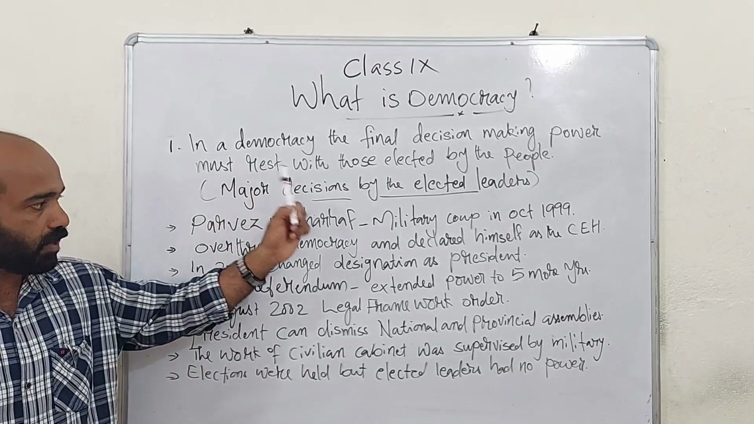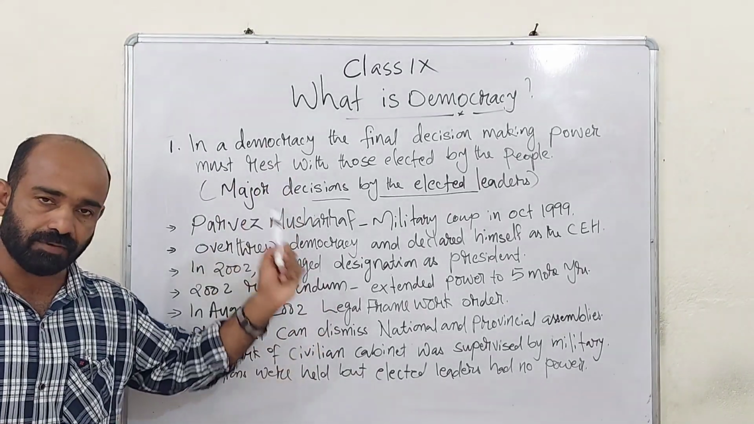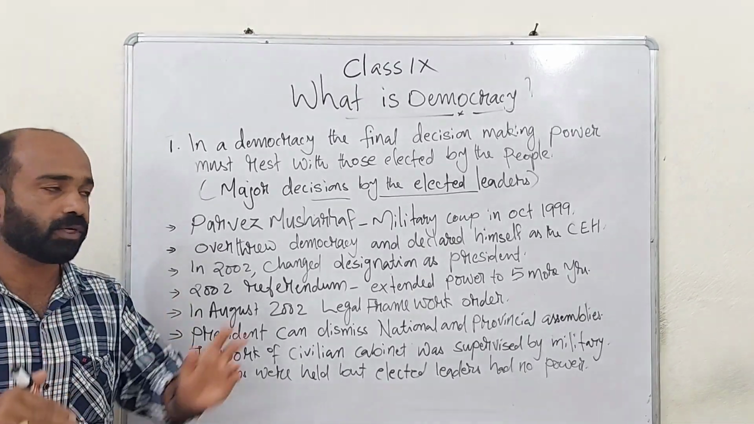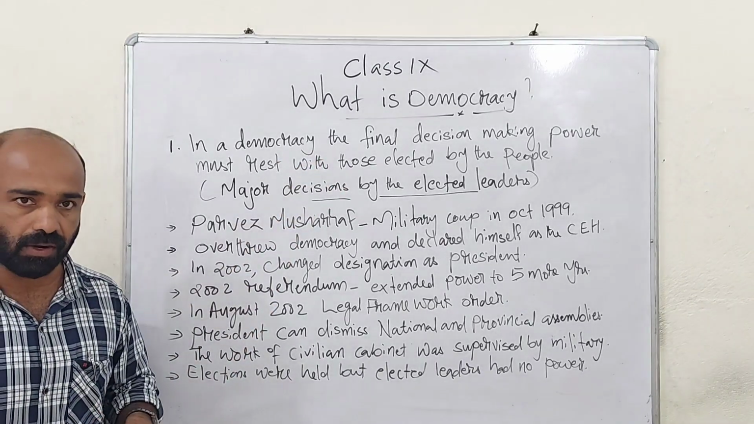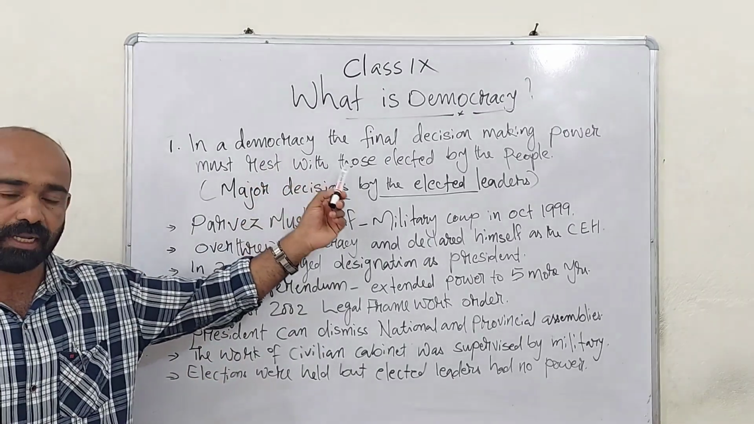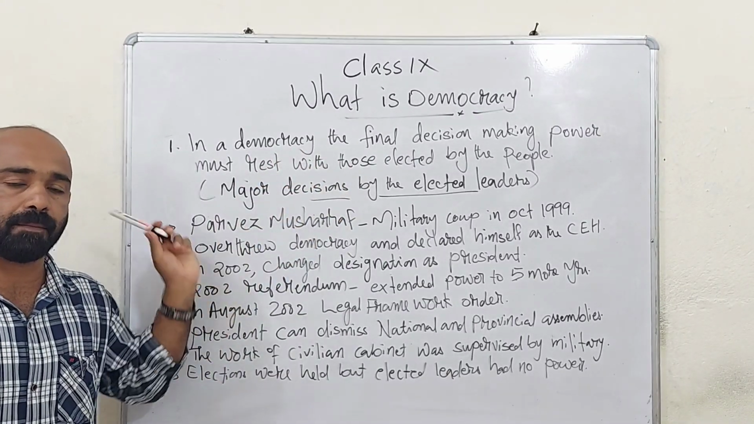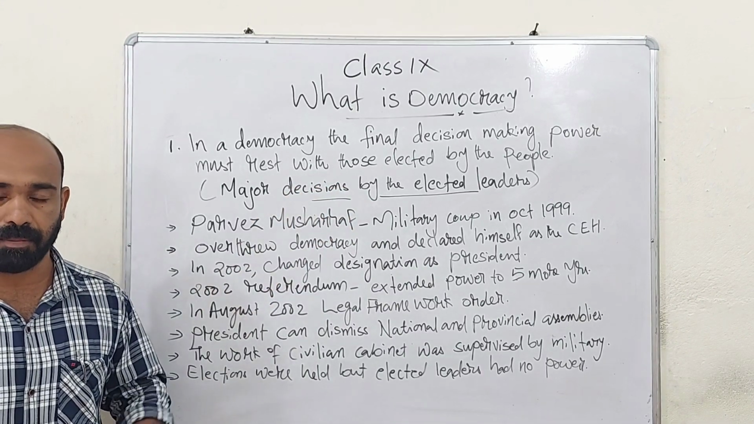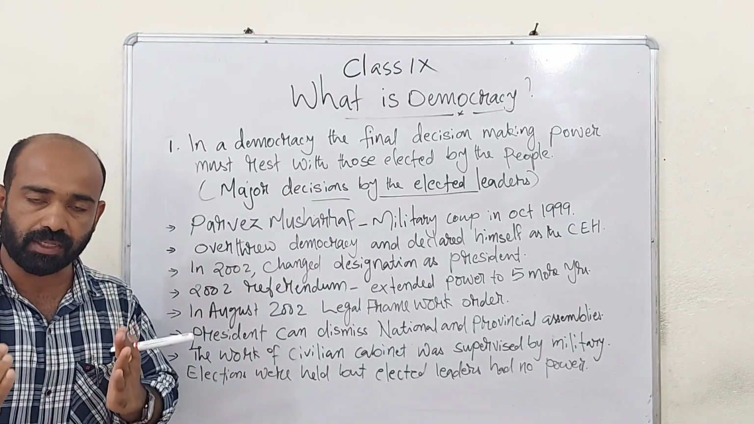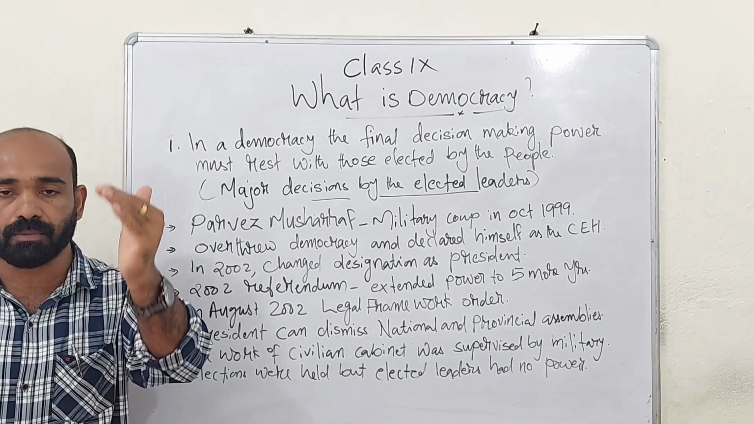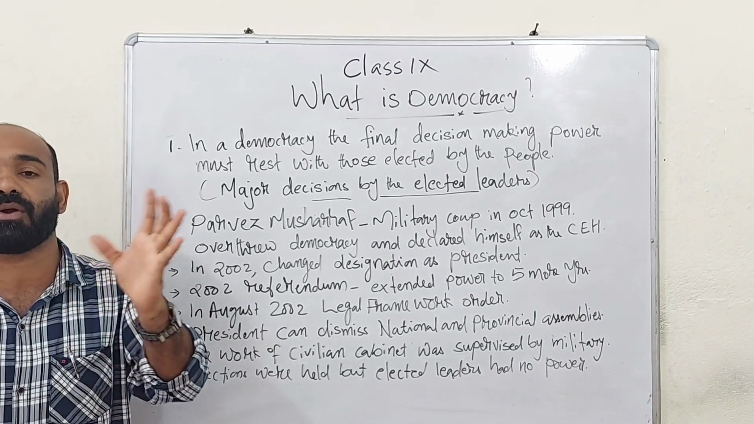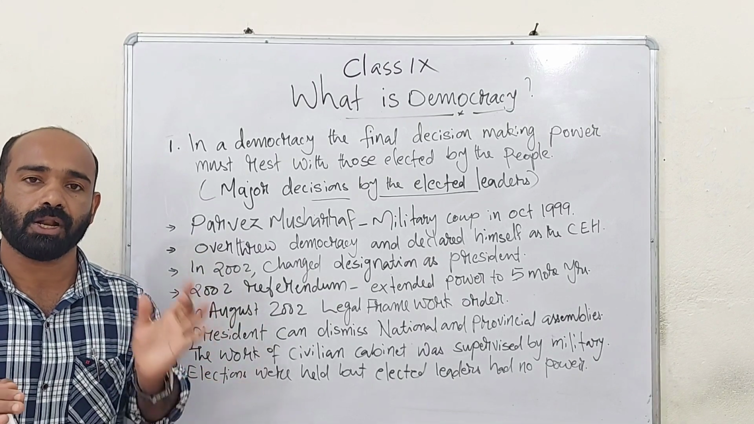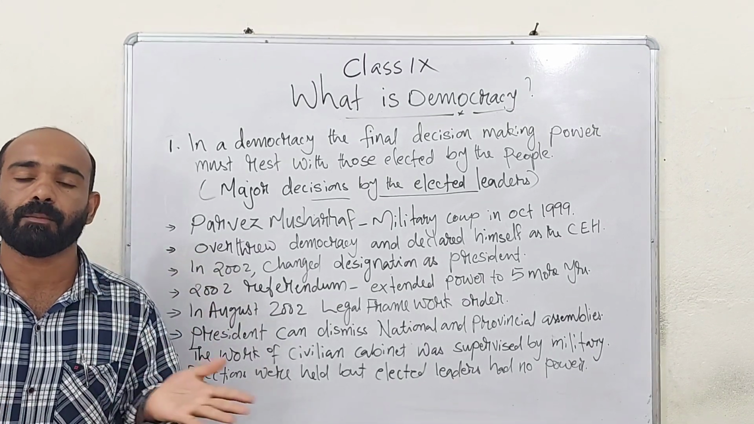That's why when we call a country a democracy, we should see whether this feature exists or not. In a democracy, the final decision-making power must rest with those elected by the people. But in Pakistan, even though there were elections, and people could go to the polling booth and cast their vote in favor of their own representatives, still the elected representatives had no power to decide matters.